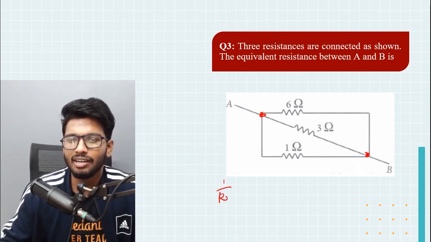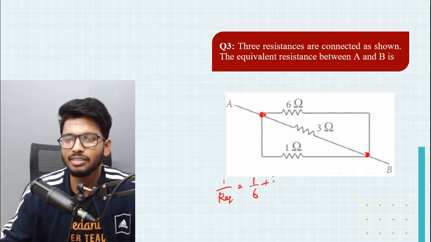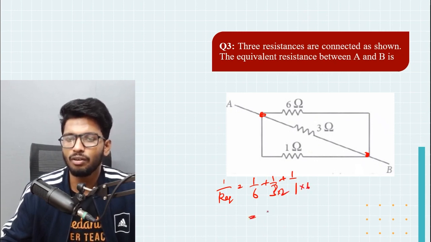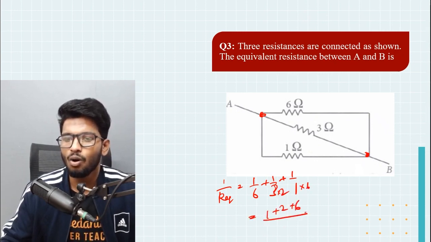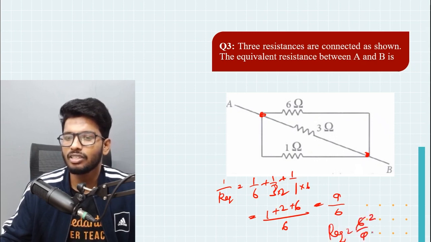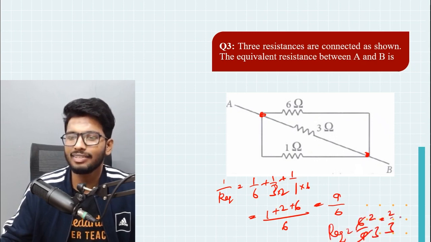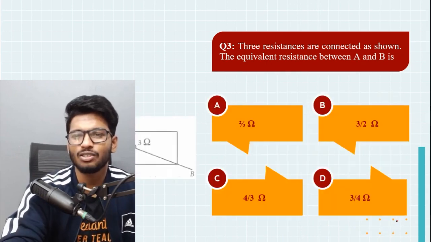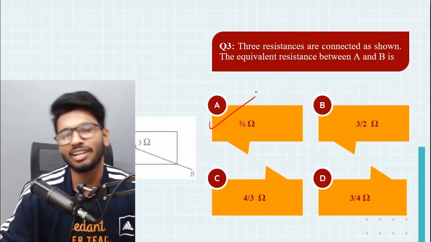So 1 by R equivalent is equal to 1 by 6 plus 1 by 3 plus 1 by 1. 6 is the LCM, so into 2 into 6. That's going to be 1 plus 2 plus 6 whole divided by 6, which is nothing but 9 by 6. So R equivalent is equal to 6 by 9, which is nothing but 2 by 3 ohms. So that is going to be the answer. 2 by 3 ohms would be the right answer over here.